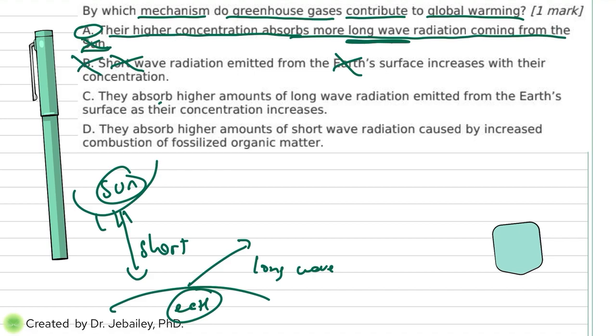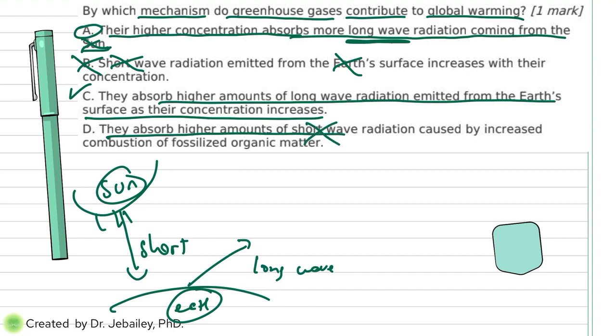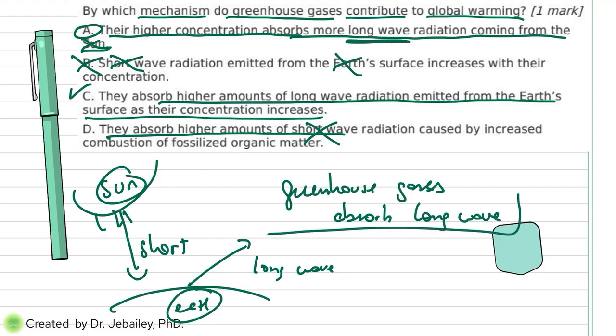They absorb higher amounts of long wave radiation emitted from the earth surface as their concentration increases. That makes more sense. And here they absorb higher amounts of short wave. No, again, because the greenhouse gases absorb only the long wave. They do not absorb the short wave. So it's all about the long ones. So that's why D is off. So the only answer is C. So remember, once again, greenhouse gases is all about absorbing the long waves, and they're coming from the earth, not from the sun.